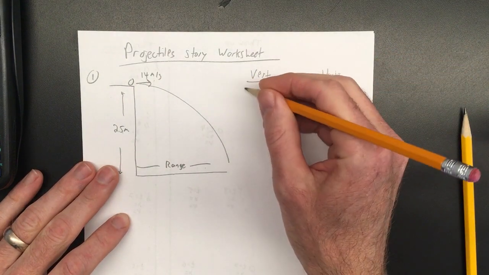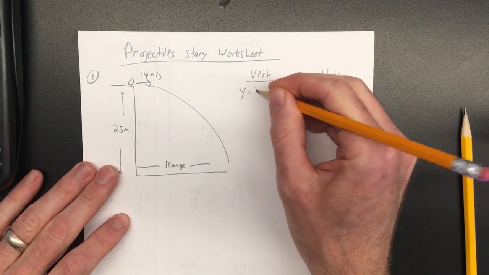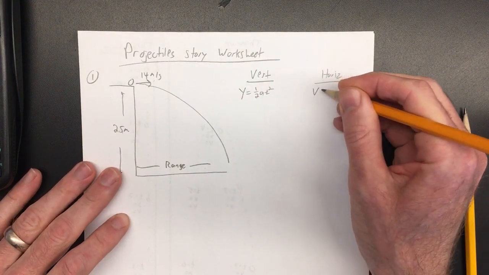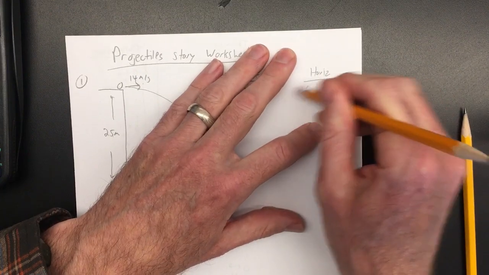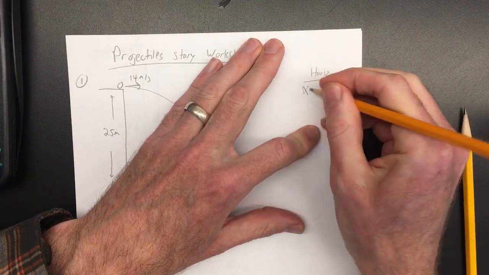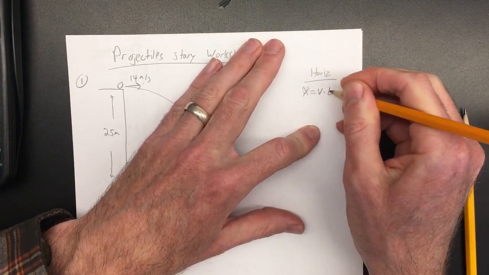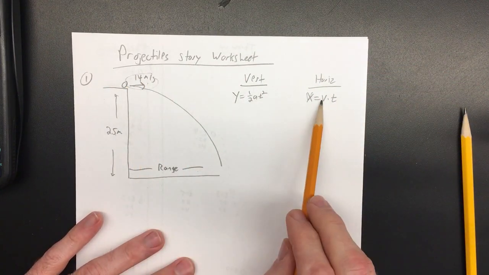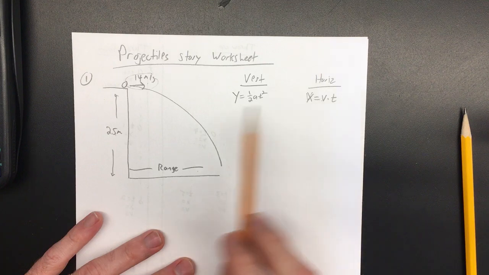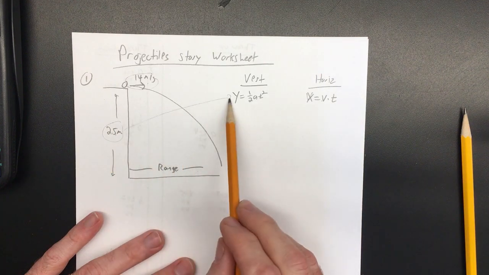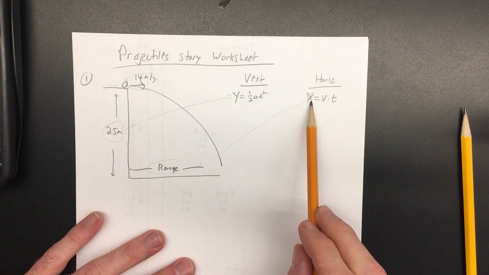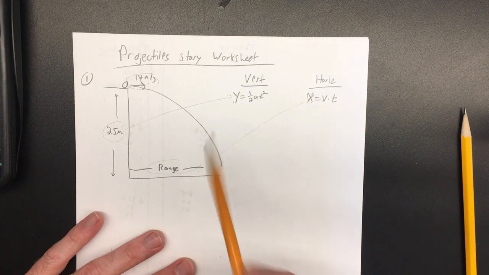In the vertical direction, we're going to use our y equals 1/2 a t squared, and then in the horizontal direction we just have, oops, that should be an x. Yep, x equals v times t. And we're going to keep things separate. So this is something in the horizontal direction, that's our horizontal velocity. In the vertical direction, this is our vertical height, and the range is what we're trying to find here. That's the horizontal. So we're going to use the vertical direction first to find the time.